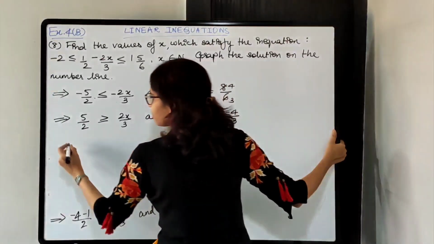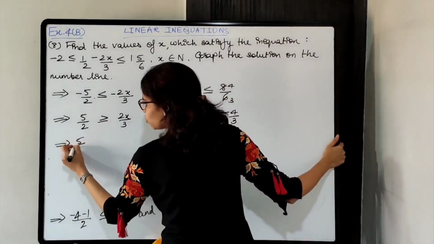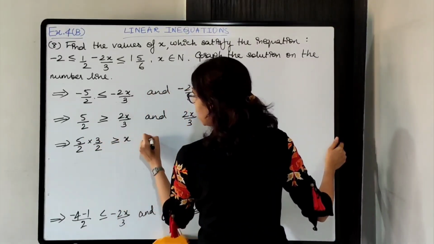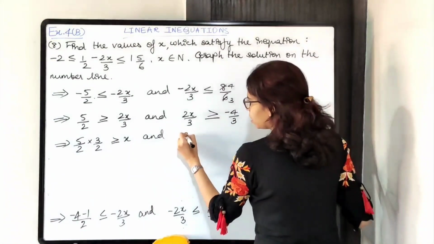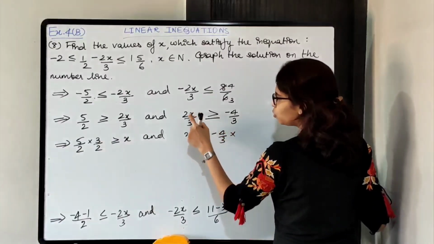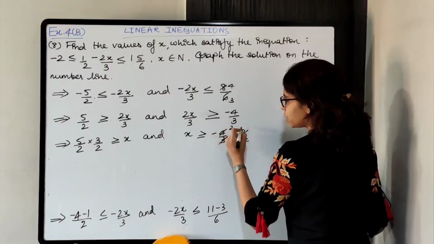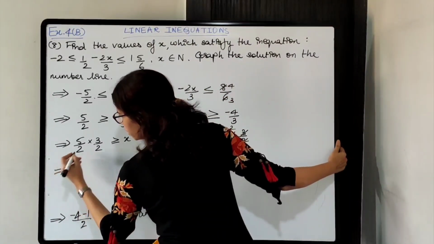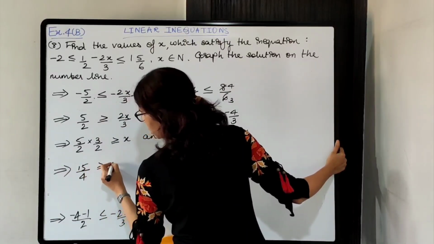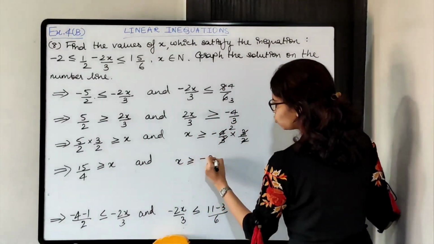Okay, now shift 2 by 3 on the other side, so it will become 3 by 2, reciprocal हो जाएगा. Okay, is greater than or equal to x, and x is greater than or equal to -4 by 3 into 2 by 3 shift करेंगे, so 3 by 2. So 3 gets cancelled, 2 2s are. So over here nothing is getting cancelled, 5 3s are 15 and 2 2s are 4, is greater than or equal to x, and x is greater than or equal to -2.